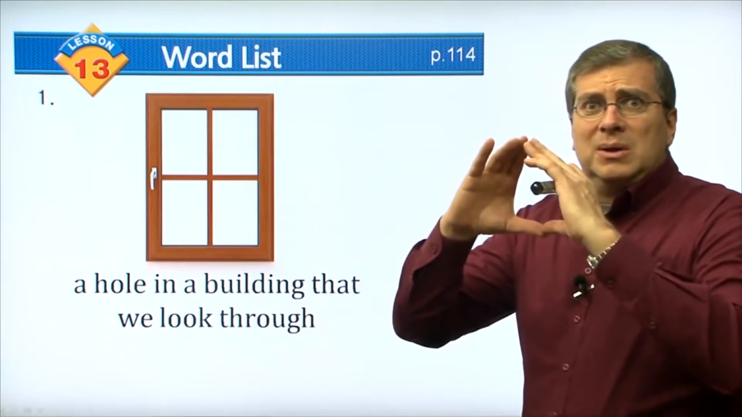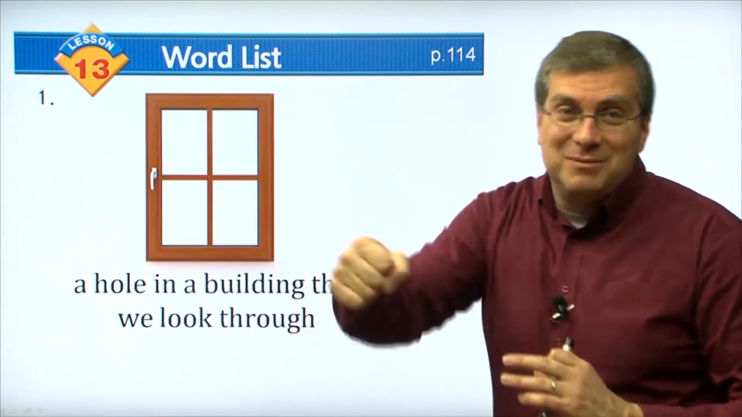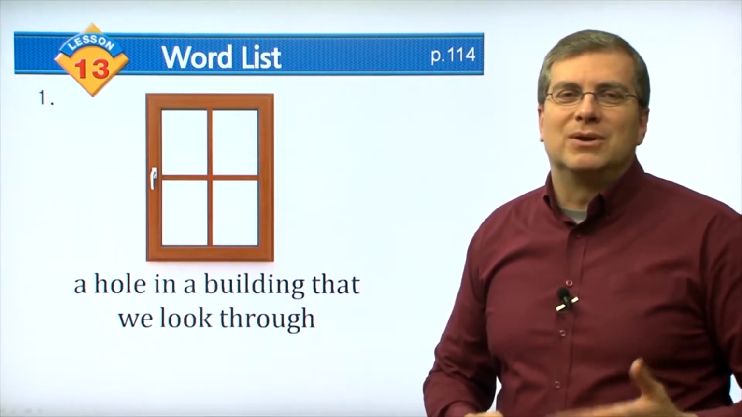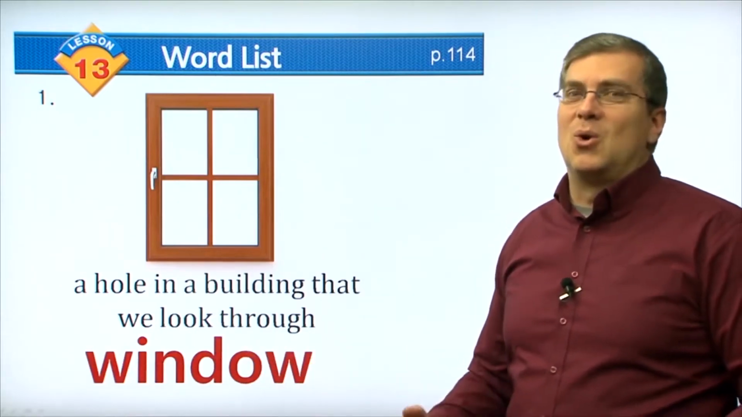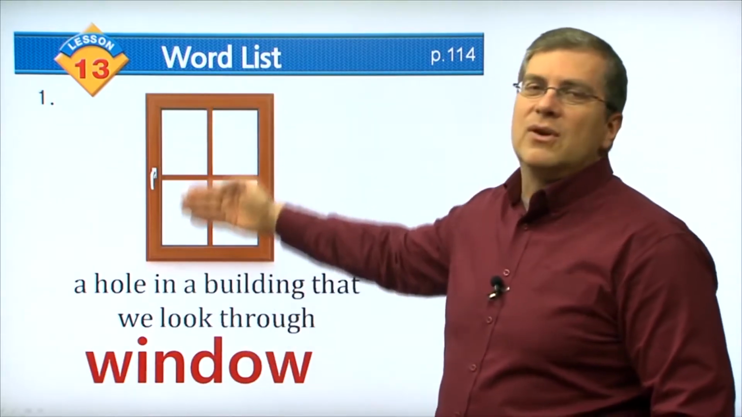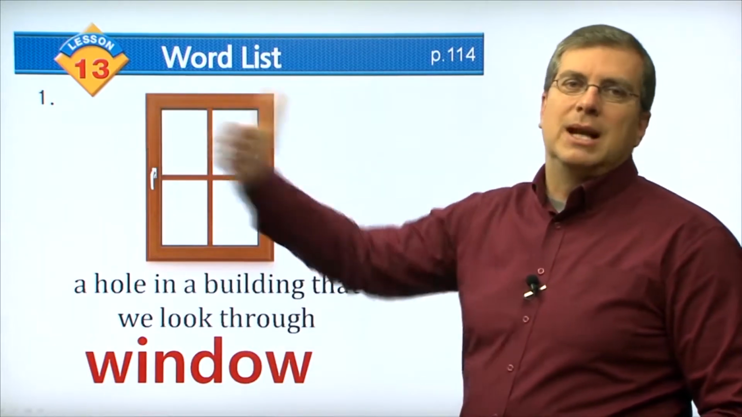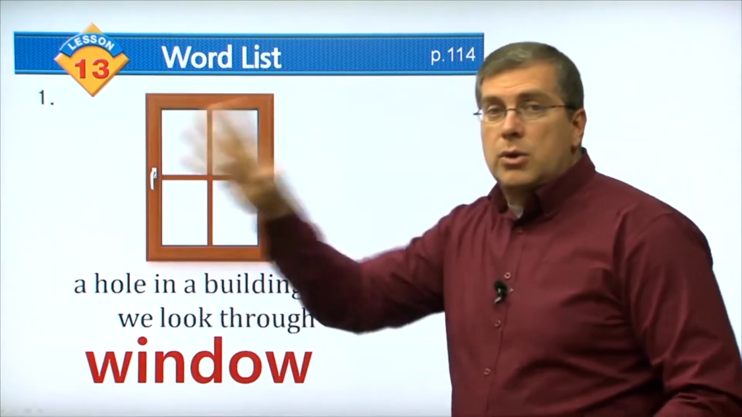A hole? Now, usually it's not a hole that somebody made because they were angry. No, it's a hole that the builder of the building makes. We call it a window, right? It's not just a hole. And sometimes we cover that window with glass, so air can't come in and out. But we can look out, right? A hole in the building that we can look through.